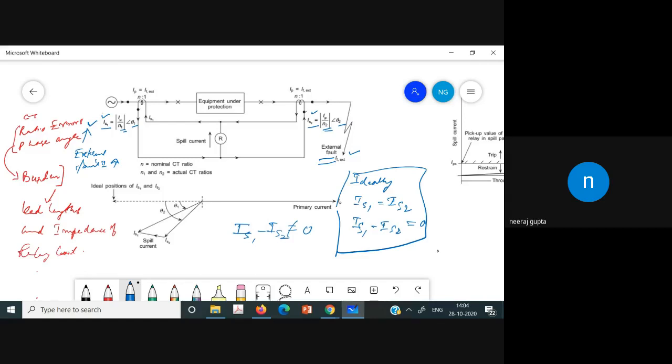As you have seen, in the ideal case, we have the primary current, and these are the ideal positions for the secondary currents. However, because of the phase angle errors, that is theta 1 for IS1 and theta 2 for IS2, there is a spill current between them. So IS1 minus IS2 is not equal to 0, and this is due to the imperfection in the CTs. We can quantify it through a stability ratio, and we can discuss it through a graph.